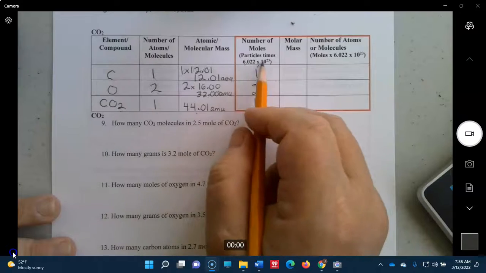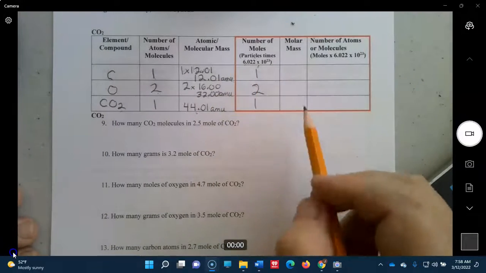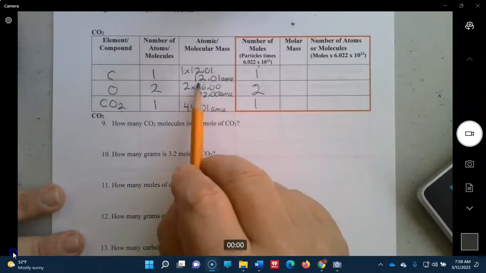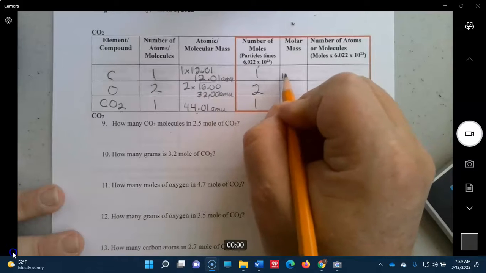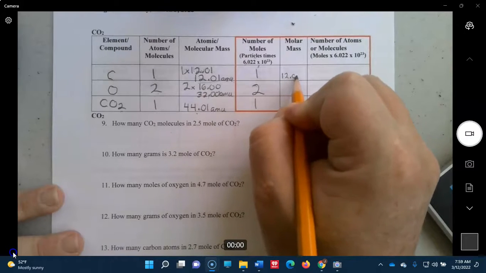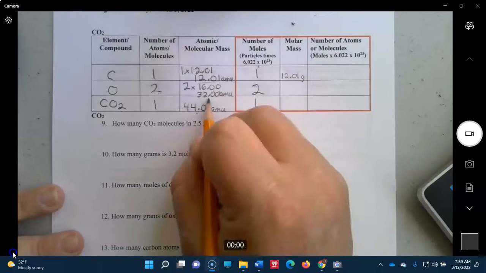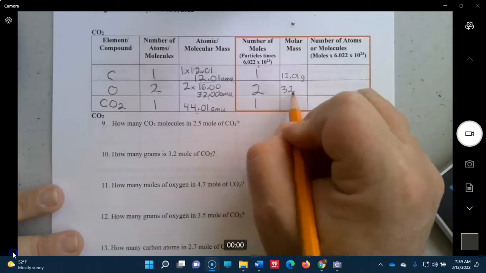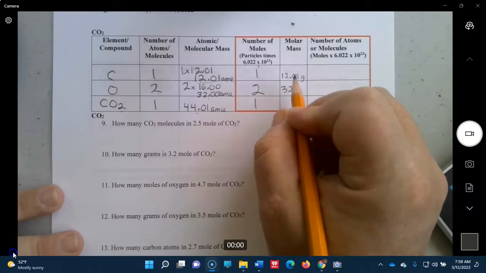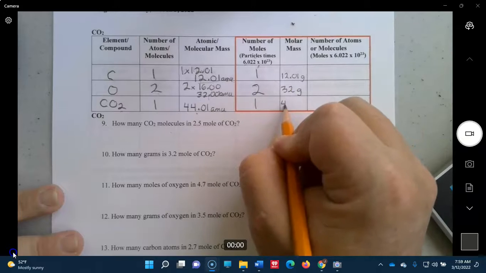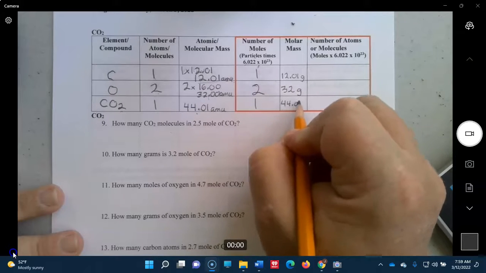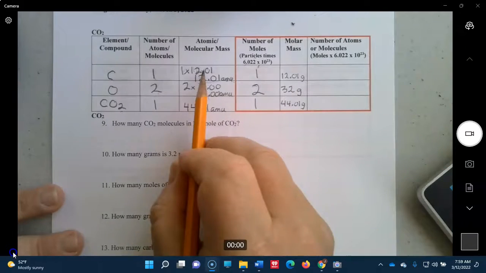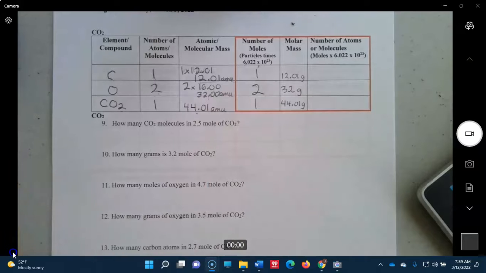So that's the magic of 6.022 times 10 to the 23rd. The next column is molar mass: the 12.01 simply transfers over to here, 12.01, but it changes to grams. 32, I'm going to leave off the zeros just to save space, is grams. You add them up, you get 44 grams, okay? Same number in this column as in this column. That's the magic of this number. Only that number will do that.